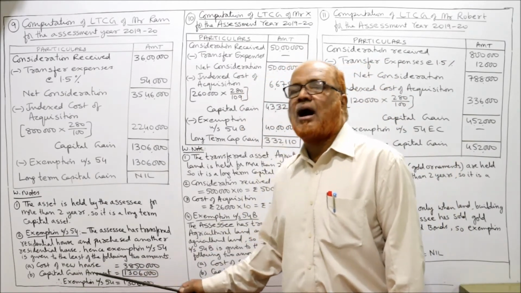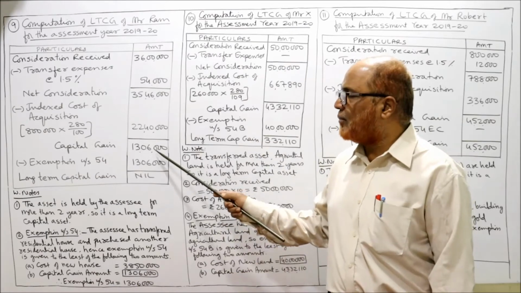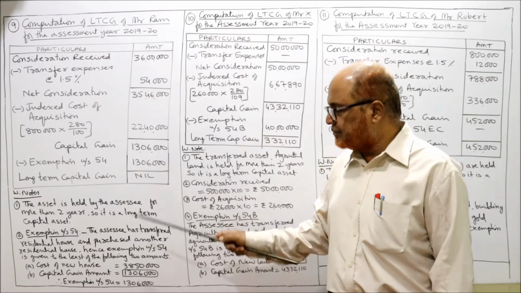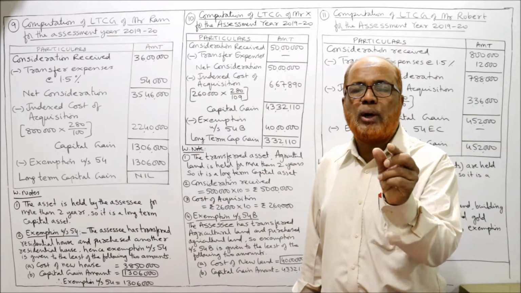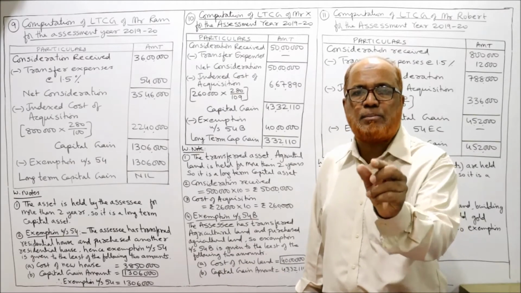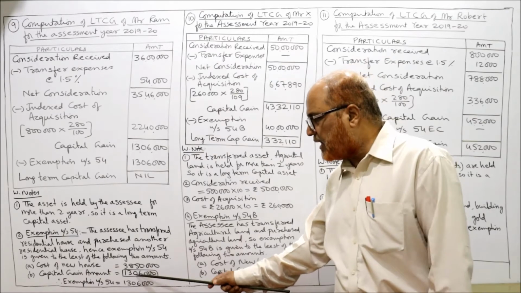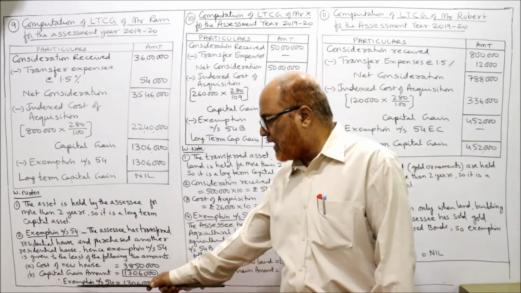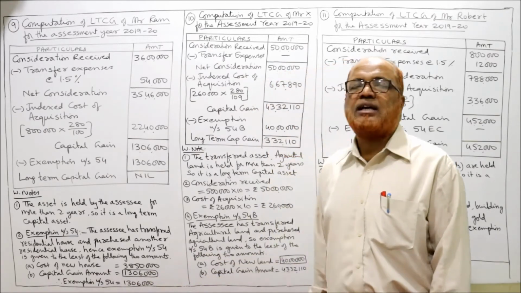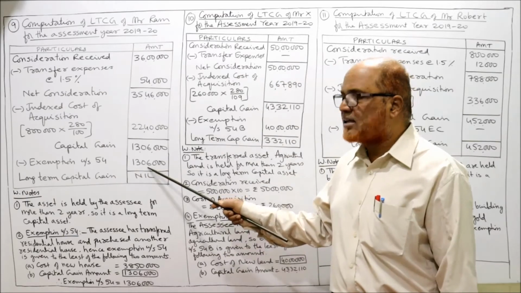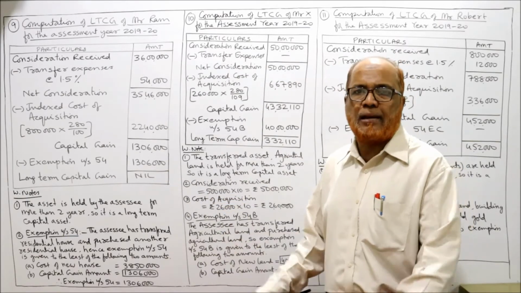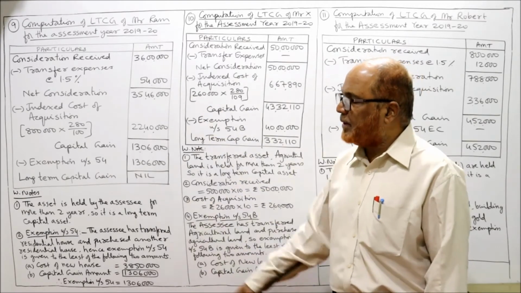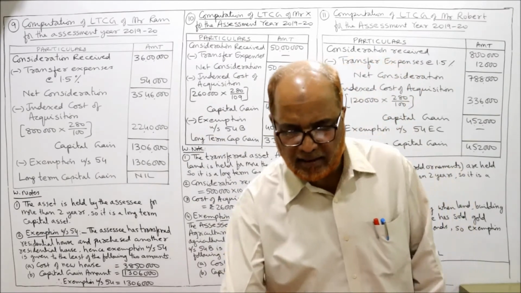Second, capital gain amount. How much is the capital gain amount? 13,06,000. So in these two amounts, whichever is lower, that is the exemption. The lower is 13,06,000. So therefore exemption under section 54 is 13,06,000. Take 13,06,000, minus it in long-term capital gain, nil. That's all. This is the completion of problem number 9.